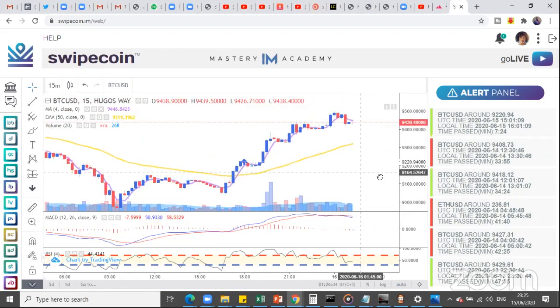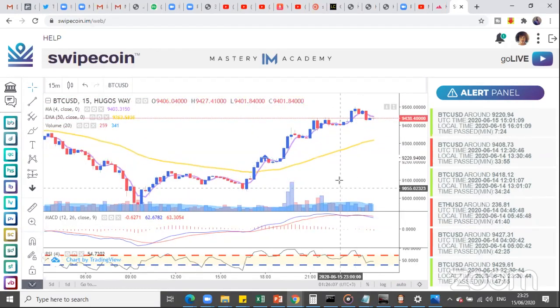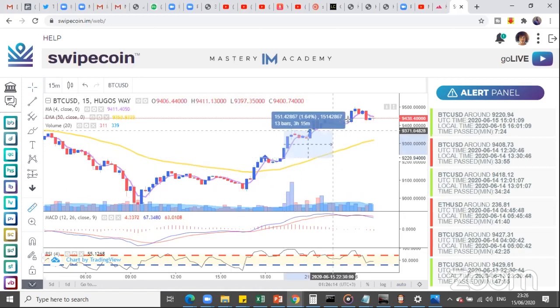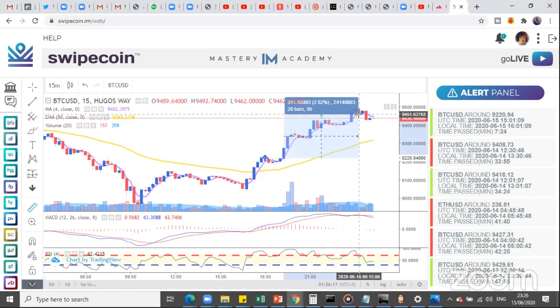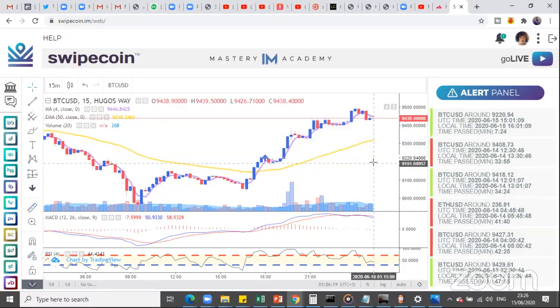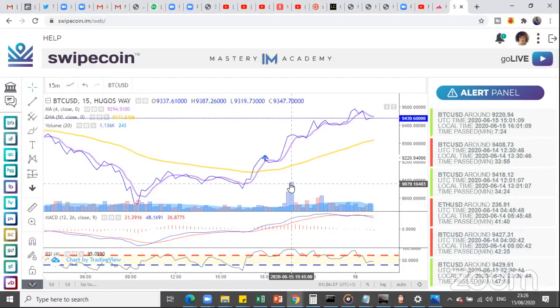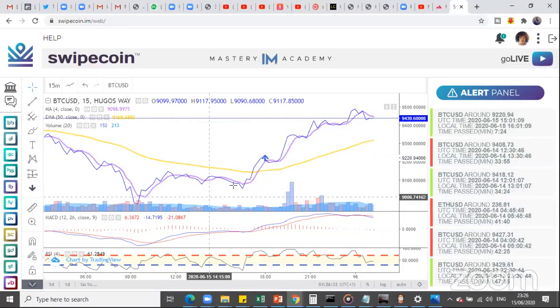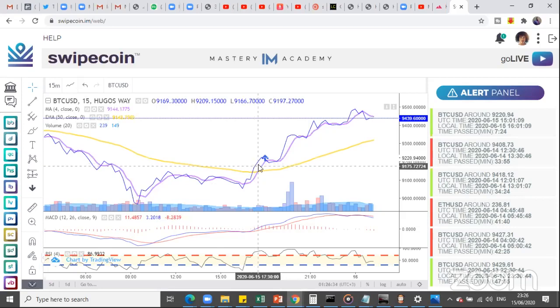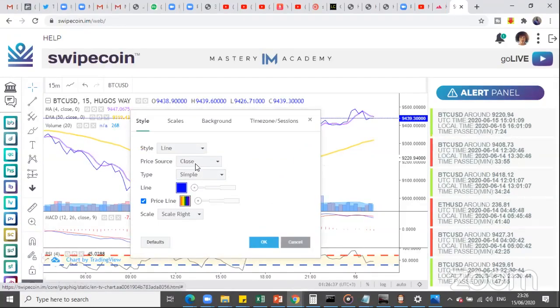And what's the rule of engagement? The rule of engagement is the market should be above, which is above. This is actually a good trade today. That's about 240 pips today. So what do you do? You change your candle to line chart. When you change the candle to line chart, the next thing you want to do is you make it bold.